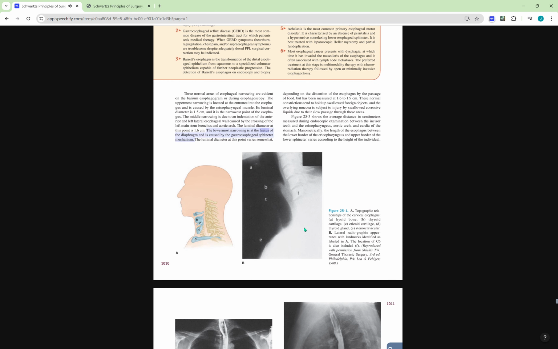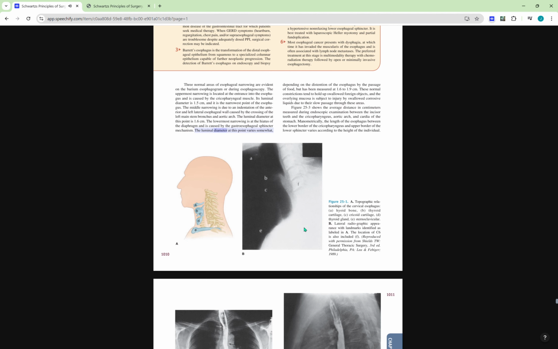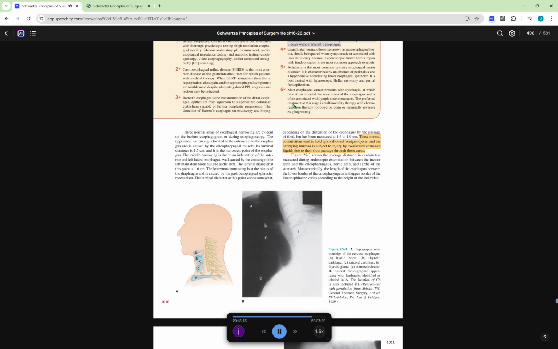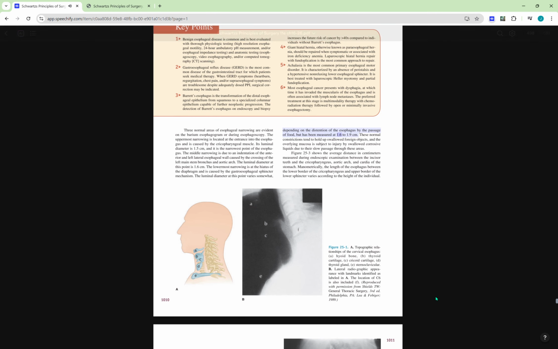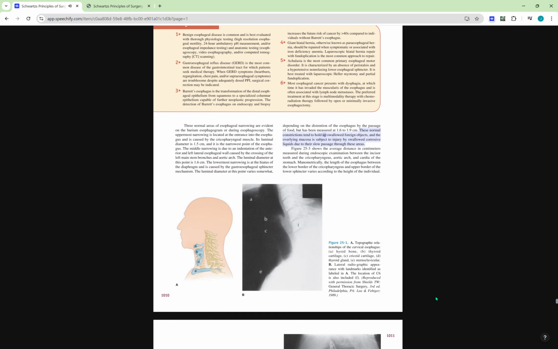The lowermost narrowing is at the hiatus of the diaphragm and is caused by the gastroesophageal sphincter mechanism. The luminal diameter at this point varies somewhat, depending on the distension of the esophagus by the passage of food, but has been measured at 1.6 to 1.9 centimeters. These normal constrictions tend to hold up swallowed foreign objects, and the overlying mucosa is subject to injury by swallowed corrosive liquids due to their slow passage through these areas.